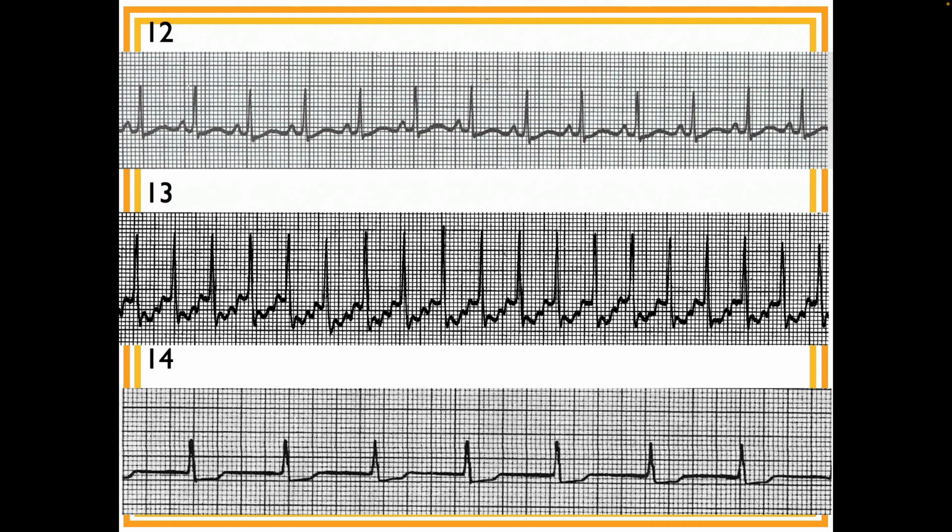RR is regular, rate is about 150. I do not think that P waves are present, so no PRI, and QRS is good. I would say that's atrial flutter. It's atrial flutter. And again, it's just a matter of recognizing the flutter waves.